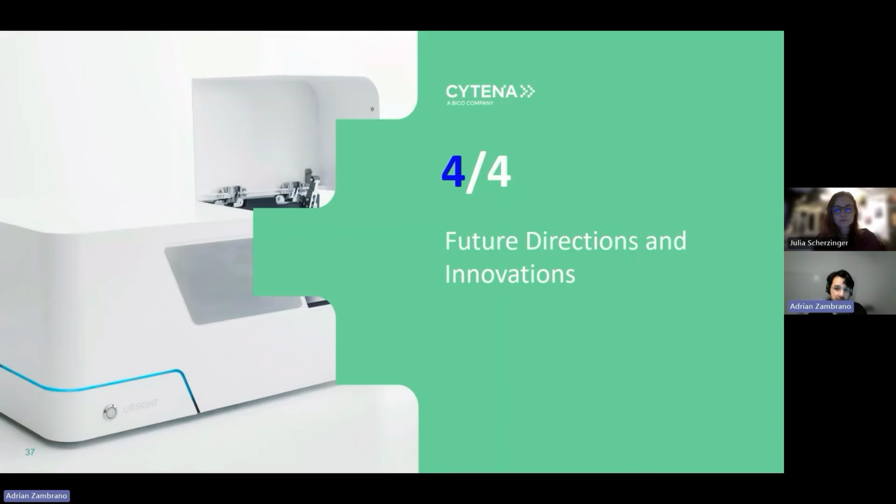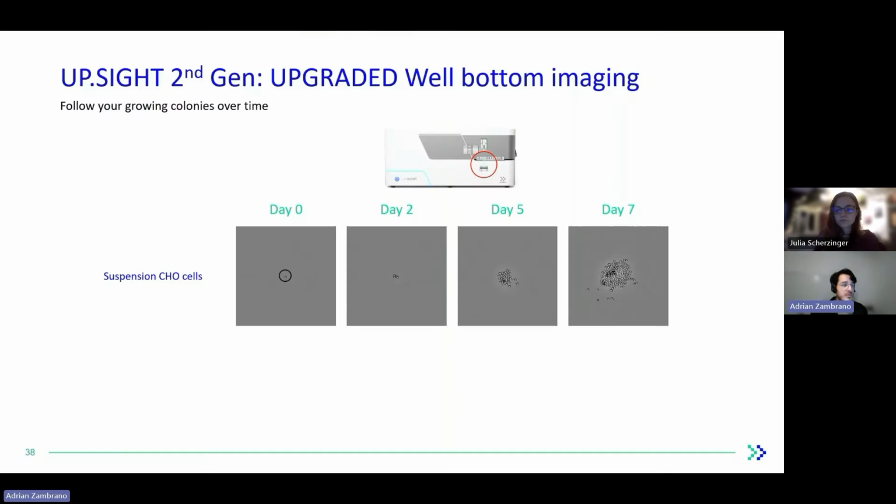Now I want to come to the future directions or current innovations that are ongoing at Cytena. This is, I would say, data generated this year, but a lot more is coming. One big aspect is the upgraded well bottom imaging of the second generation. And this doesn't matter if you're working with suspension or adherent cell lines. You can see here a few examples. Here are suspension and adherent cell lines, looking very sharp, and you can trace colonies very easily with the Up.Sight.